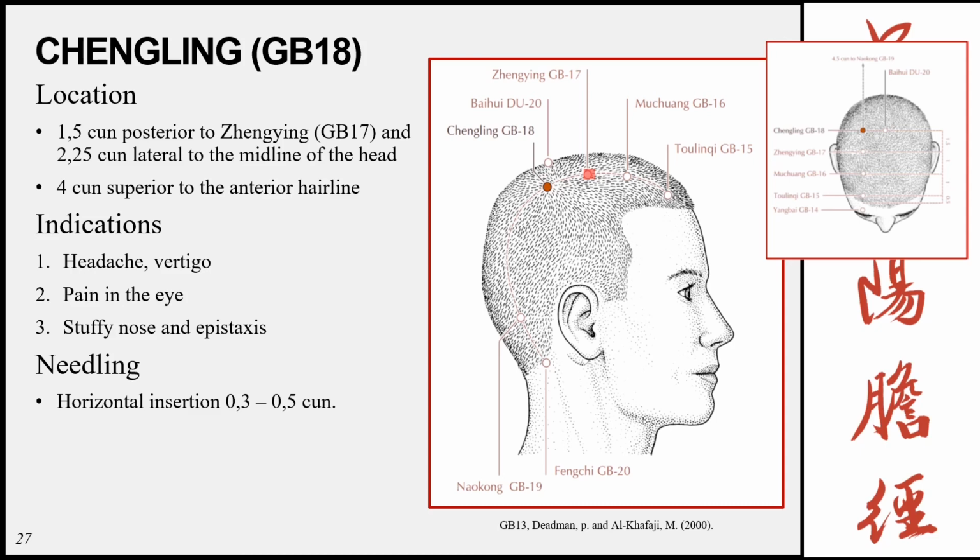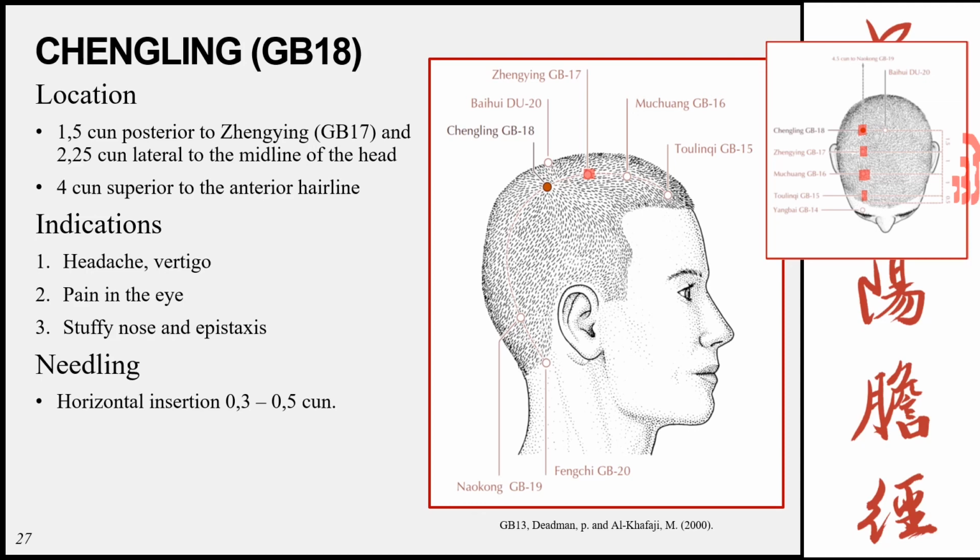So Toulinqi, GB15, was half a cun into the hairline. Muchuang, GB16, is then a further 1 cun from GB15, or if we add the two together, this 1 plus the 0.5, 1.5 from the hairline. Zhengying, GB17, is 1 cun behind Muchuang, which makes it 2.5 from the hairline, because it's this 1 plus the 1.5. And then Chengling is 1.5 cun behind Zhengying, GB17. So this means that if we add 1.5 plus the 1 plus the 1 plus the 0.5 here, that's 4 cun from the anterior hairline.